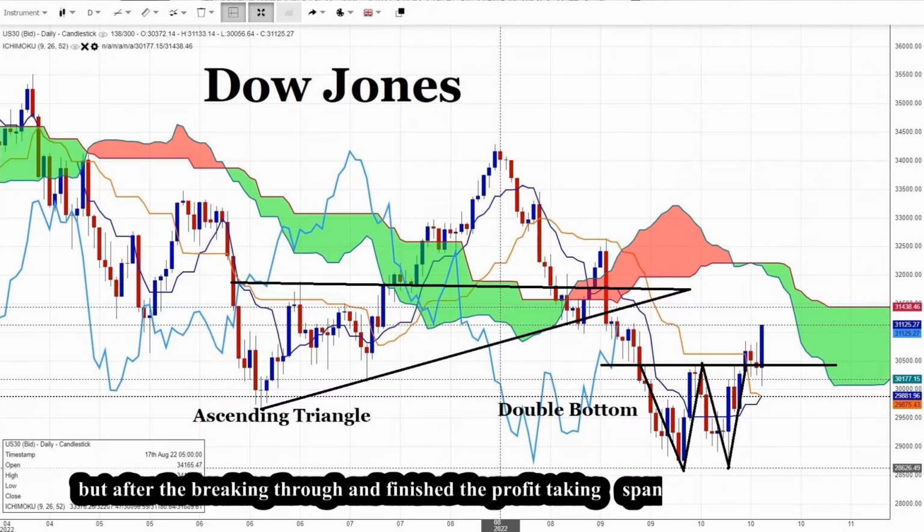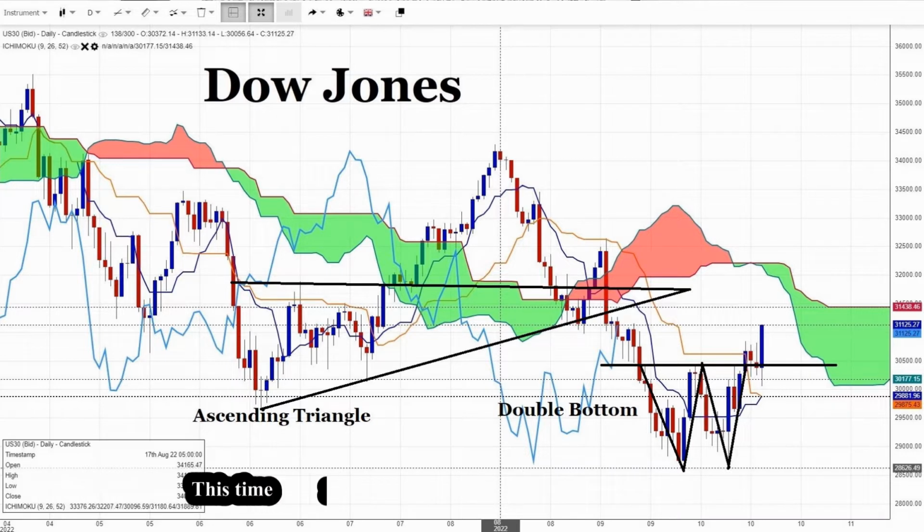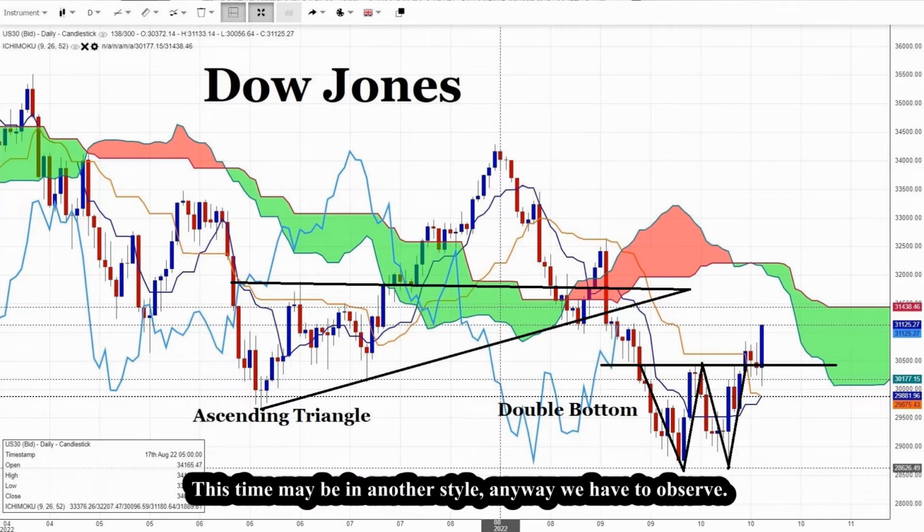We can also observe that there's an ascending triangle formed from June to August. But after breaking through and finishing the profit-taking span, it turned down again. This time maybe in another style. Anyway, we have to observe.